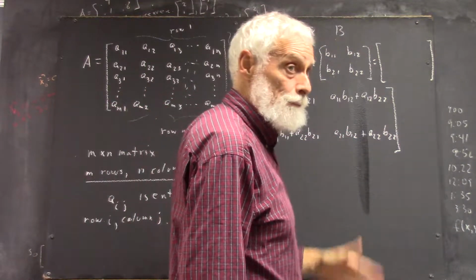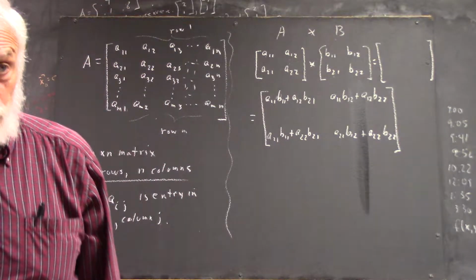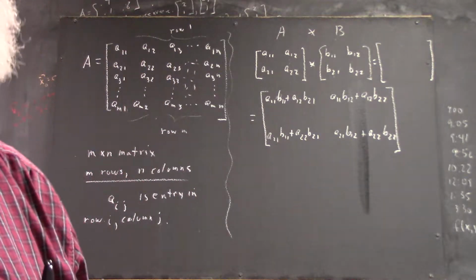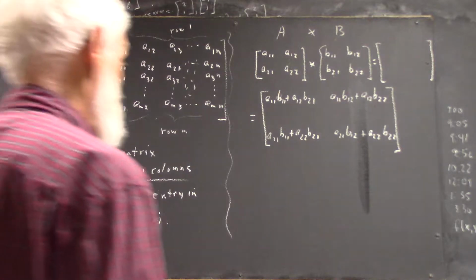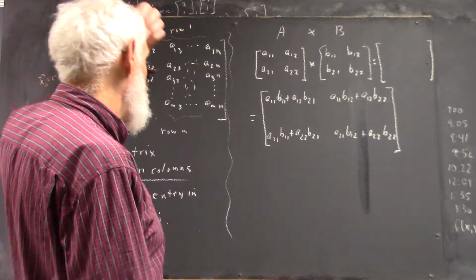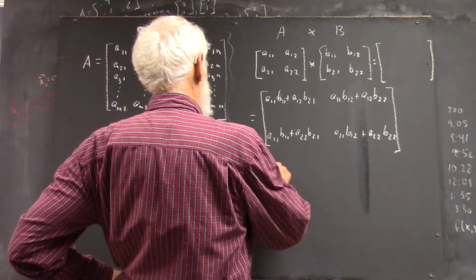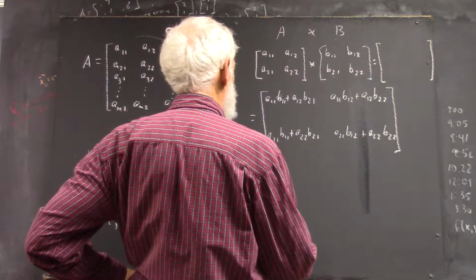Row, column. Row times column. Row times column. Okay? It's a very simple scheme, but boy, there's a lot that goes on. Now there's another way to write this, a little bit of shorthand.